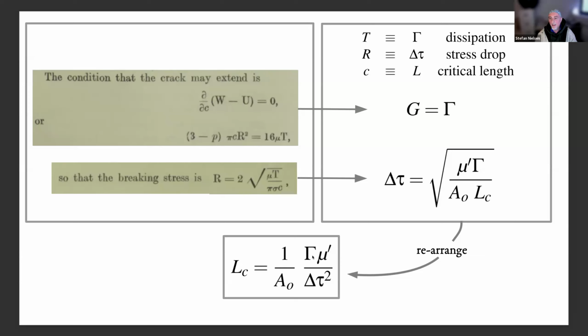And the gamma here is the energy that's dissipated in the fracture advancement. Part of that could go into the frictional weakening. Part of that could go into the plastic process at the rupture tip, and part of that could be off-fault damage.